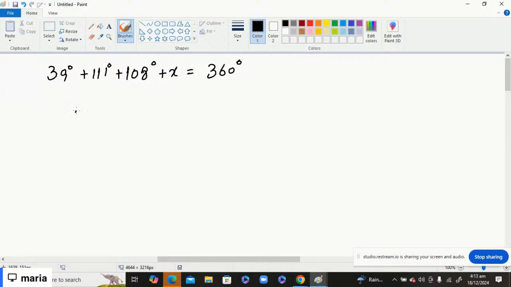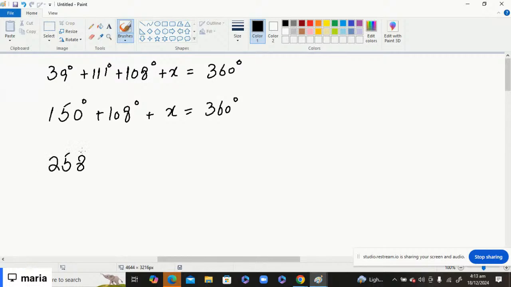Now just adding. 150 degree plus 108 degree plus x is equal to 360 degree. Now just adding. 258 degree plus x, which is equal to 360. Now your x is 360 minus 258. So let's do the subtraction, and you guys tell me the answer of this one. After subtraction, what is the answer?